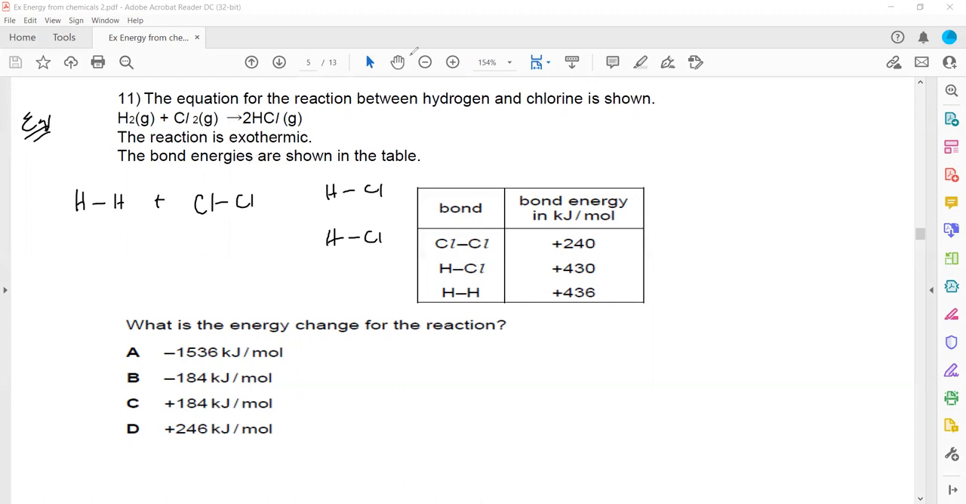So the reactant side is the bond breaking side, whereas the product side is the bond forming side. So the formula is bond breaking minus bond forming, which will give us the energy change. So for the bond breaking side, hydrogen is 436 plus chlorine is 240, so it will be 676.